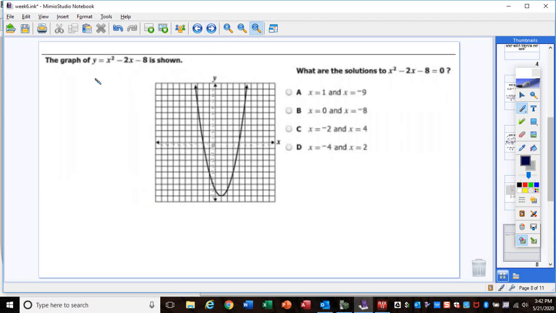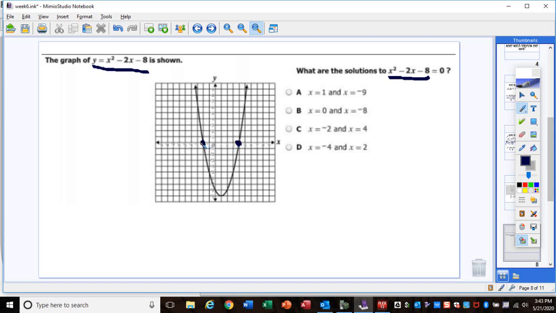Okay, here's the graph, already graphed for you. What are the solutions to the same thing? Now remember the solutions. Folks, half of this is, remember we did functions, it was so easy, but you had to know the vocabulary. This is the same way. This is really easy, but you have to know the vocabulary.